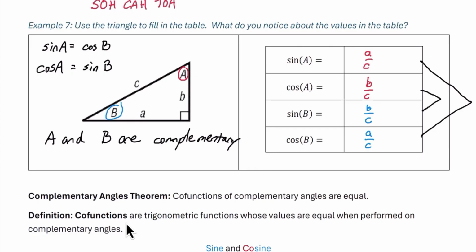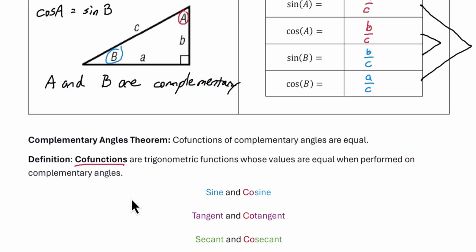So we need a definition now for cofunctions. Cofunctions are the trigonometric functions whose values are equal when performed on complementary angles. As we saw in that example, sine and cosine were the same when performed on complementary angles, meaning we can call these cofunctions. We also have tangent and cotangent are cofunctions, and secant and cosecant will also be cofunctions.